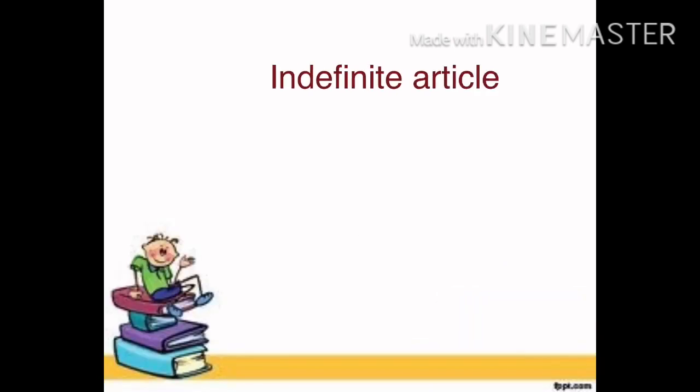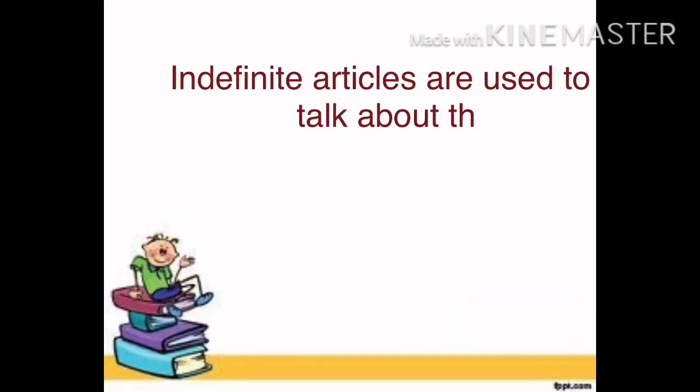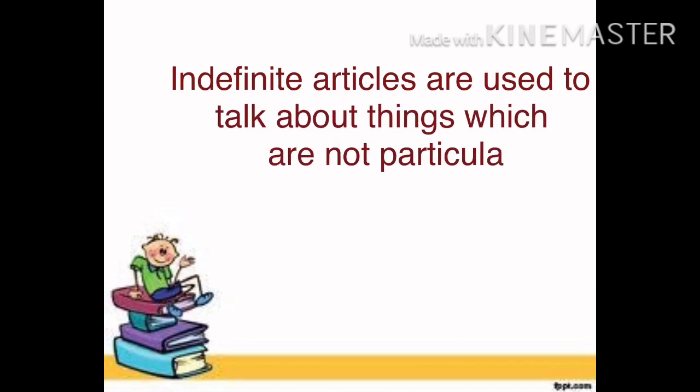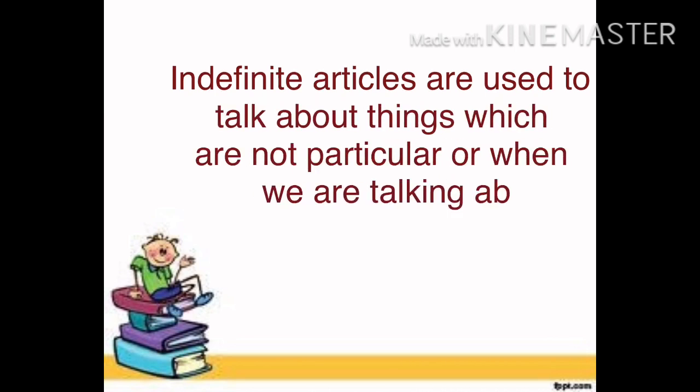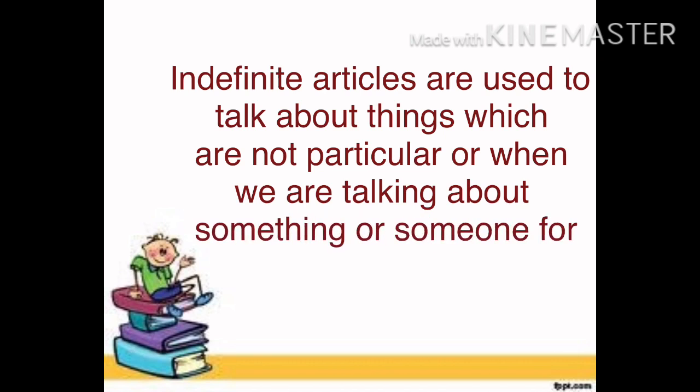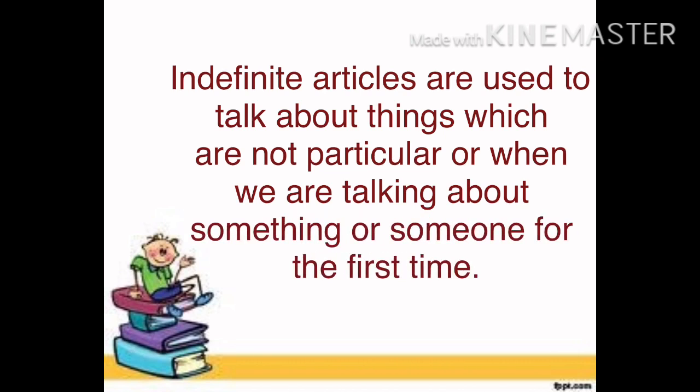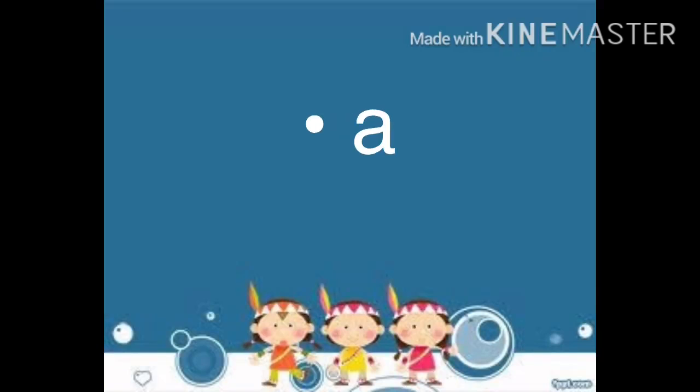Indefinite articles are used to talk about things which are not particular, or when talking about something or someone for the first time. That means we use indefinite articles when we are talking about things in general or for the first time. Indefinite articles are a and an. Now let's learn where to use a and an.